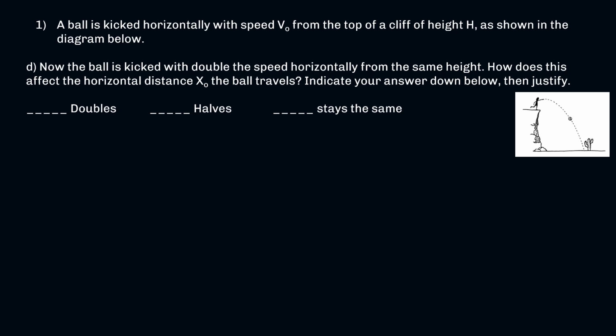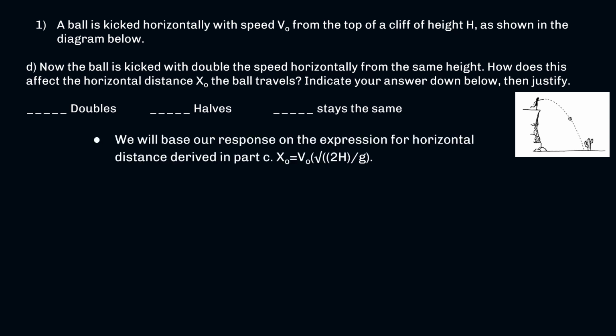So when I'm looking at an equation I've created, the first thing is that I'm going to base this on the expression or the equation I have created. So that's where I'm going to start off here. So we base our response on the expression for horizontal distance derived in part C, which was x naught equals v naught times the square root of 2h over g.